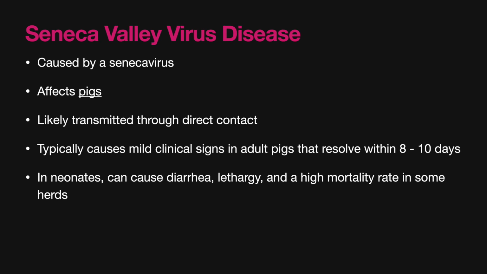Finally, we have Seneca Valley virus disease. This is caused by a Seneca virus and again affects pigs. It is likely transmitted through direct contact, and it typically causes mild clinical signs in adult pigs that usually resolve within 8 to 10 days. In neonatal pigs, it can cause diarrhea, lethargy, and a high mortality rate in some herds.